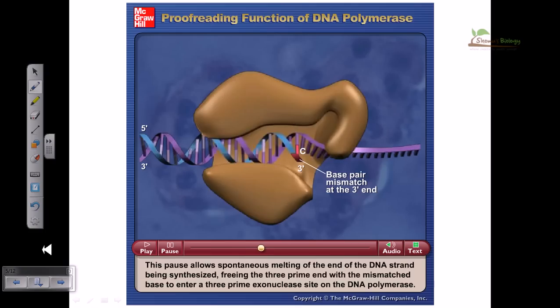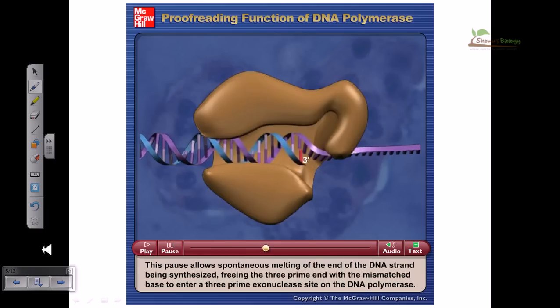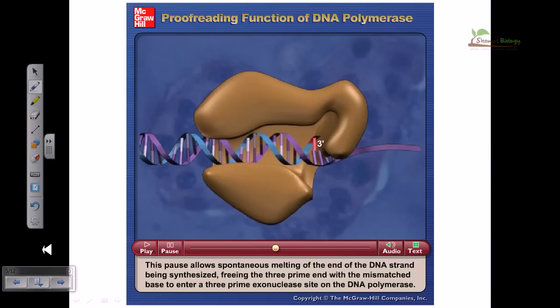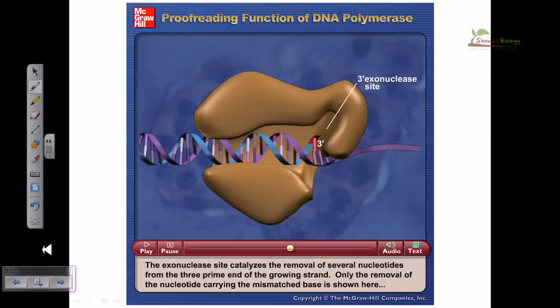This pause allows spontaneous melting of the end of the DNA strand being synthesized, freeing the 3' end with the mismatched base to enter a 3' exonuclease site on the DNA polymerase. The exonuclease site catalyzes the removal of several nucleotides from the 3' end of the growing strand. Only the removal of the nucleotide carrying the mismatched base is shown here, though additional nucleotides would actually be removed.